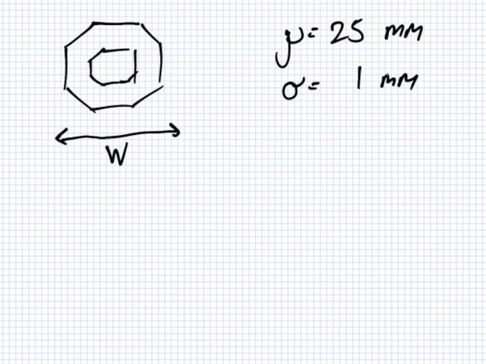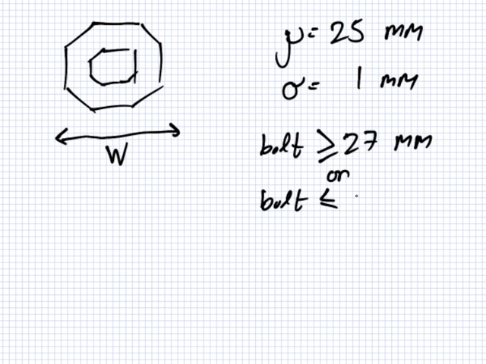And if the bolt is too big, so if the bolt is more than or equal to 27 millimeters, or if it's too small, if the bolt is less than or equal to 23 millimeters, then we reject. We discard, we throw it away. So the question is, how many bolts, what percentage of bolts will be rejected?